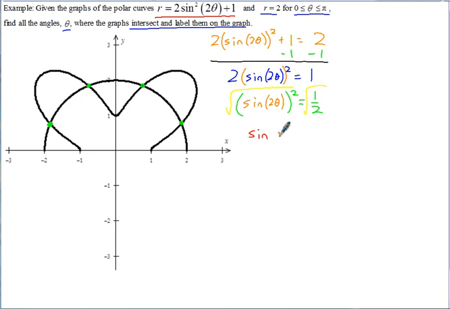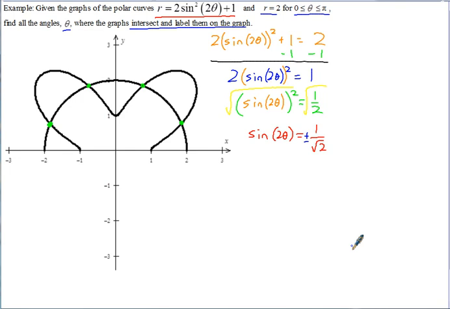Gives you the sine of 2 theta. Square root of 1 is 1. Square root of 2, we write as root 2. However, whenever you take an even root of both sides, it's the square root in this case, remember, you need the plus or minus. So it could be positive or negative 1 over root 2. And then what we want to do is find the angles where that happens.